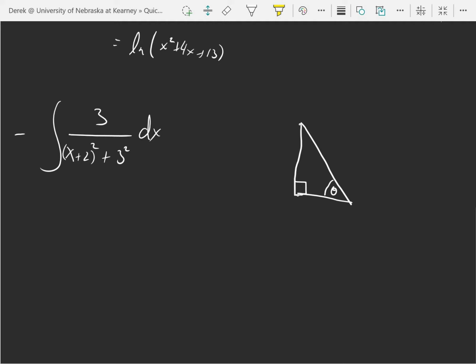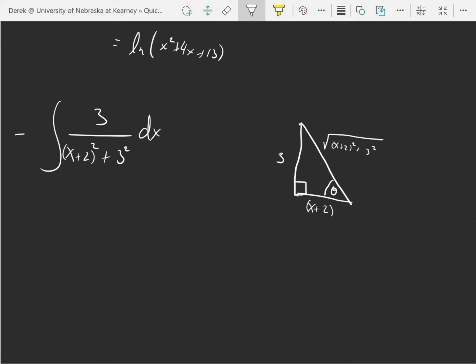Let's call this angle right here theta. And to get this to match up with the triangle, the sum of two squares would be the square of the hypotenuse. So let's make this the square root of (x plus 2) squared plus 3 squared. That makes one of these sides a constant and one of these sides x plus 2. So let's make this side 3 and this side x plus 2.